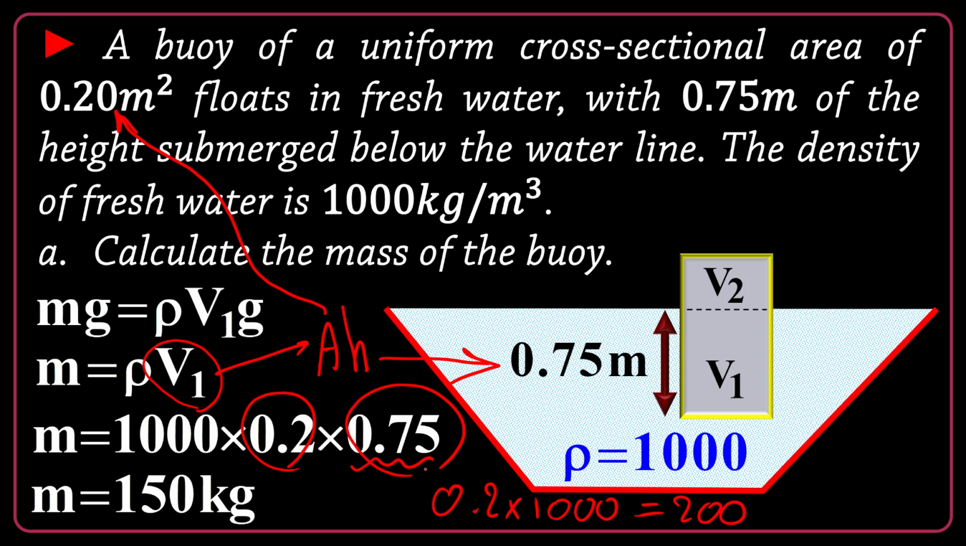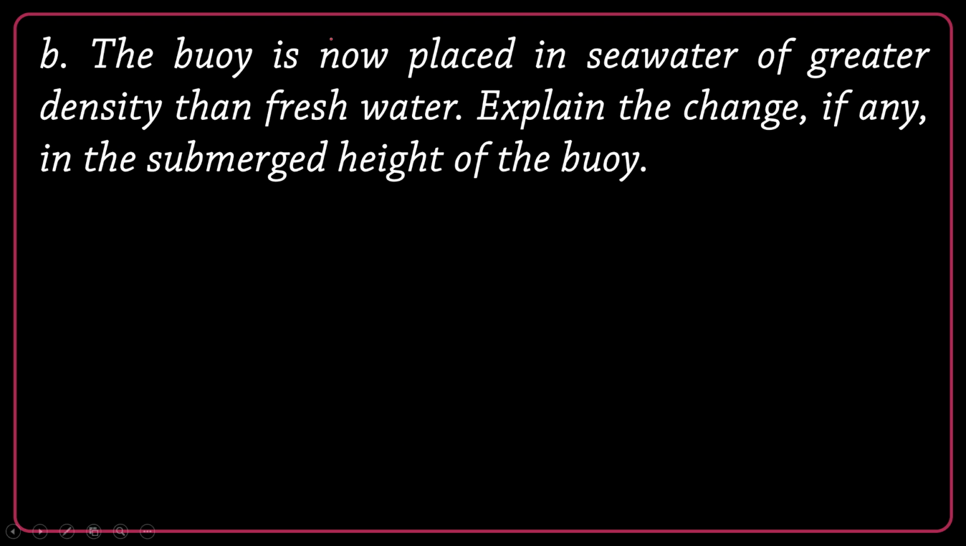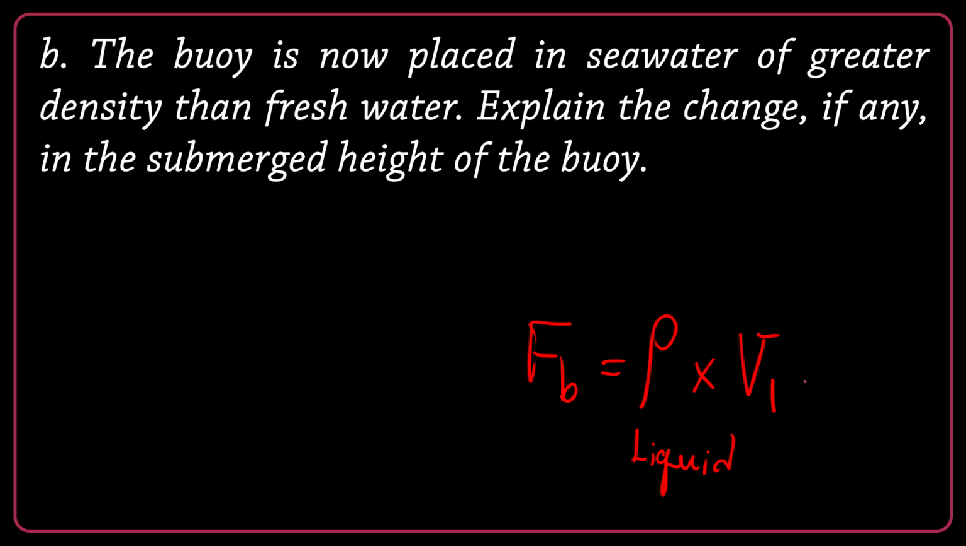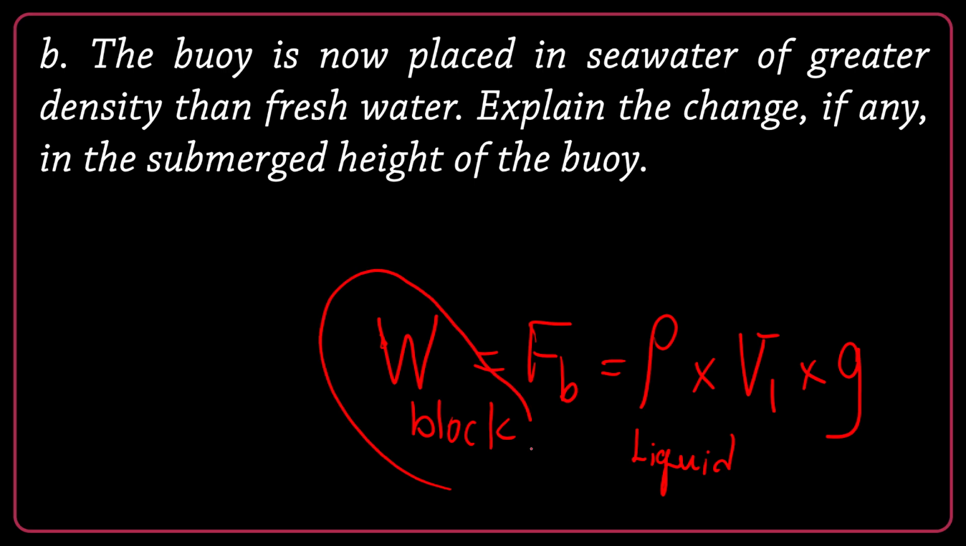The next part of the question is very interesting. Now the buoy is placed in seawater of greater density than freshwater. Explain the change, if any, in the submerged height of the buoy. Okay, the buoyancy force is density of the liquid times the submerged volume times g. On the other hand, here is equal to the weight of the block, weight of the buoy. Here it is constant. In this experiment, it won't change.